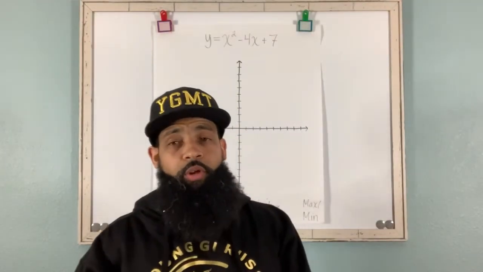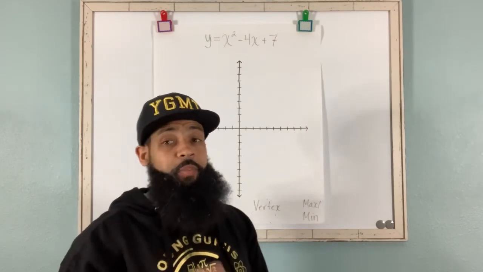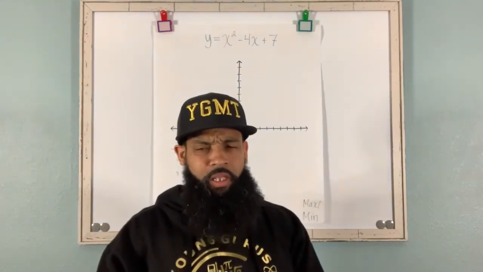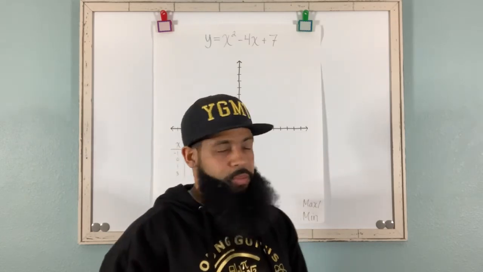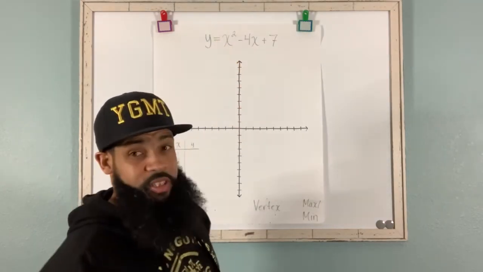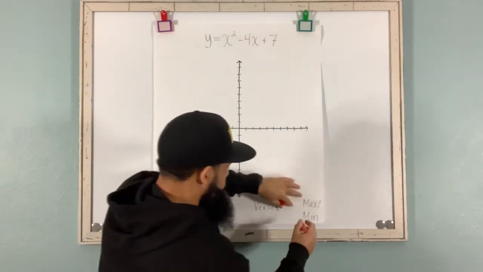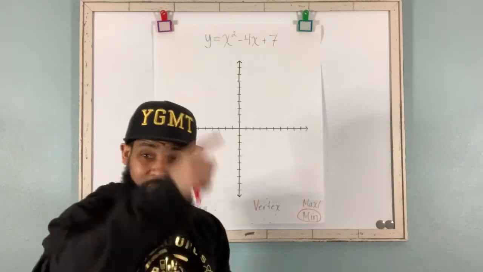In this example, we're going to do the same thing, but as you can see, we have a function with the leading coefficient of +1. Now, you can have a leading coefficient of numbers other than 1, but these are just some basic examples. So first thing I want to know, because this leading coefficient is positive, that means this is going to have a minimum value, which means it's shaped like a U.